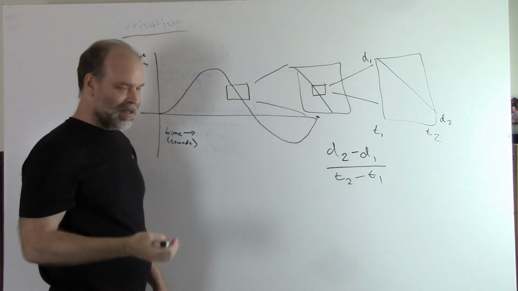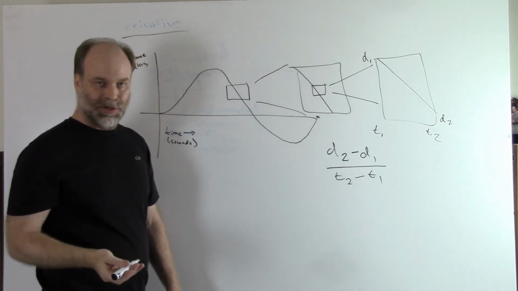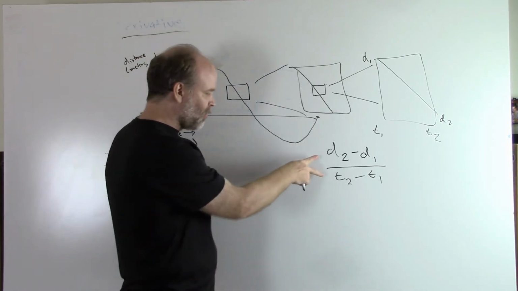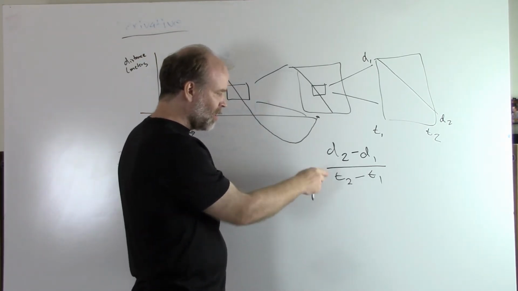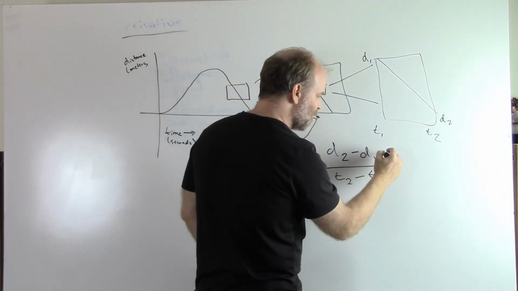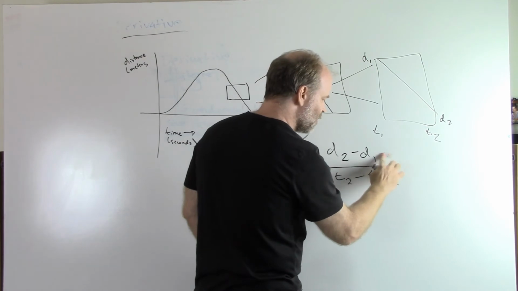And another thing that's very important to take notice of when you're doing this type of process is the units. We are forming quotients. The numerator of the quotient is distance, which is in meters.